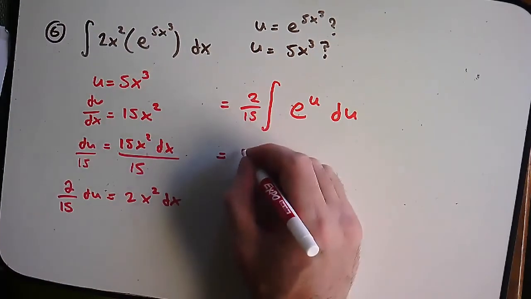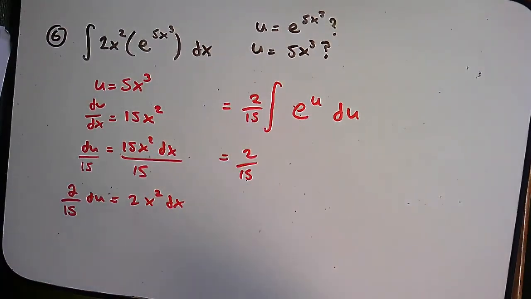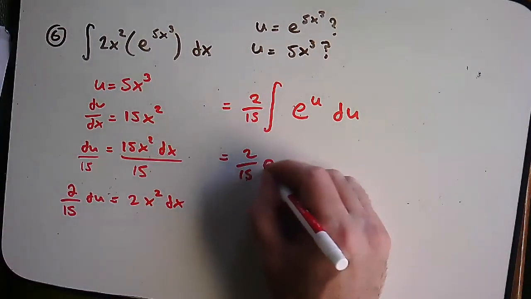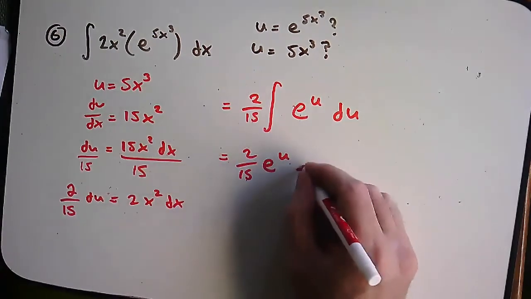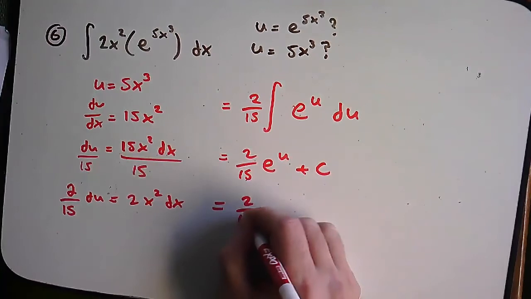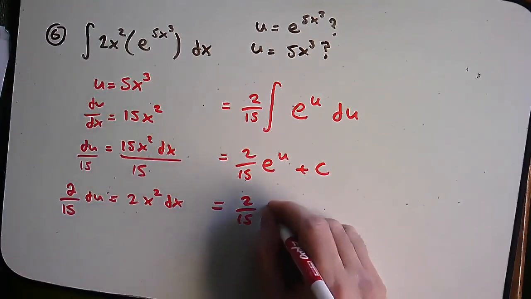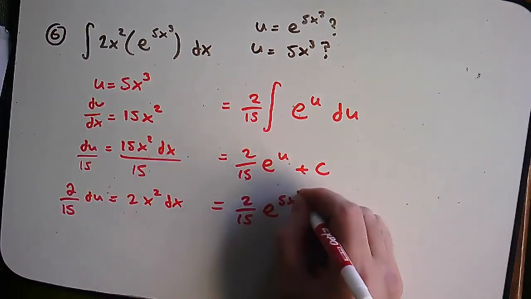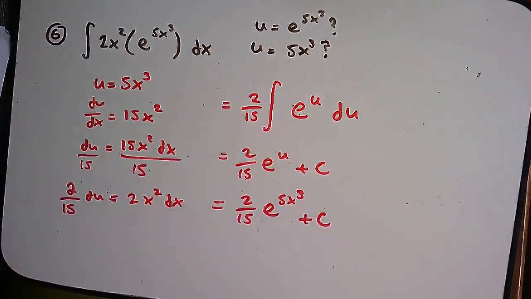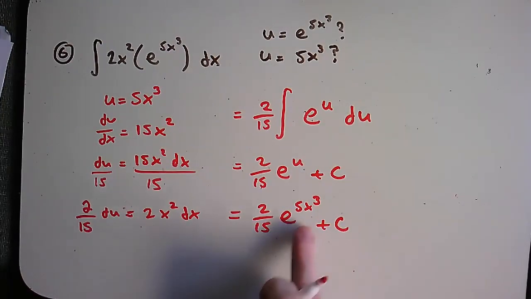Okay, so time to take our antiderivative. We have 2/15. Antiderivative of e to the u is e to the u. So 2/15 e to the u plus c. And to finish the problem, we'll change that u back into our original substitution here, so 5x cubed. And again, you can check this by taking the derivative, remembering to use the chain rule.